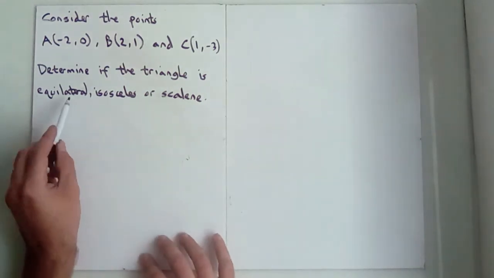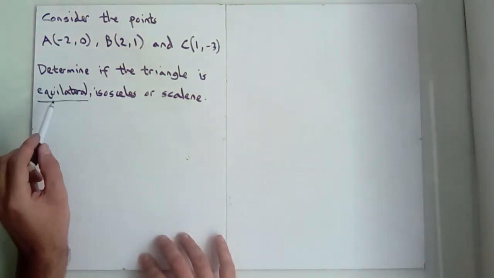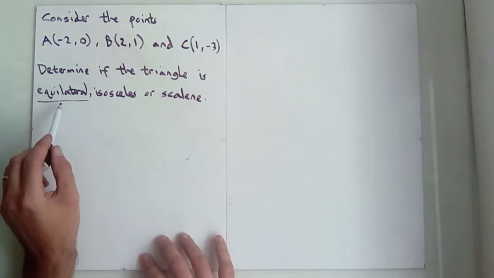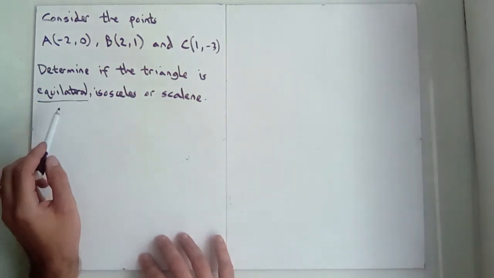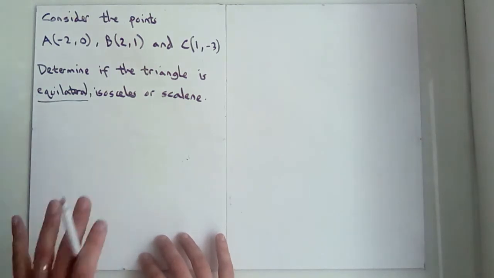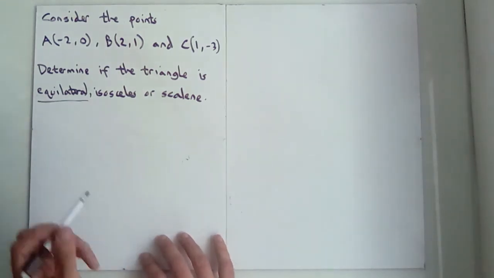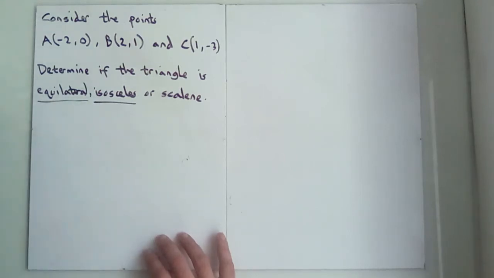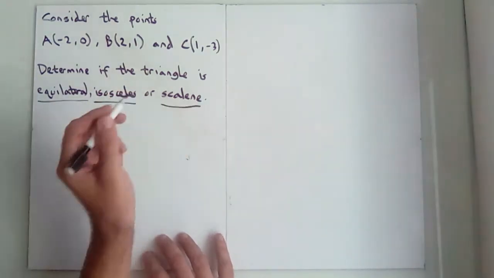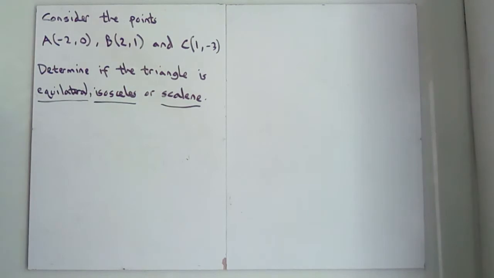I'll just go over them quickly. Equilateral means all three sides the same length. So you've got a triangle, every single side is the same length. All the angles are the same as well, but we're not really thinking about angles to solve this question. In an isosceles triangle, you have exactly two sides the same length. And in a scalene triangle, all sides are different lengths.